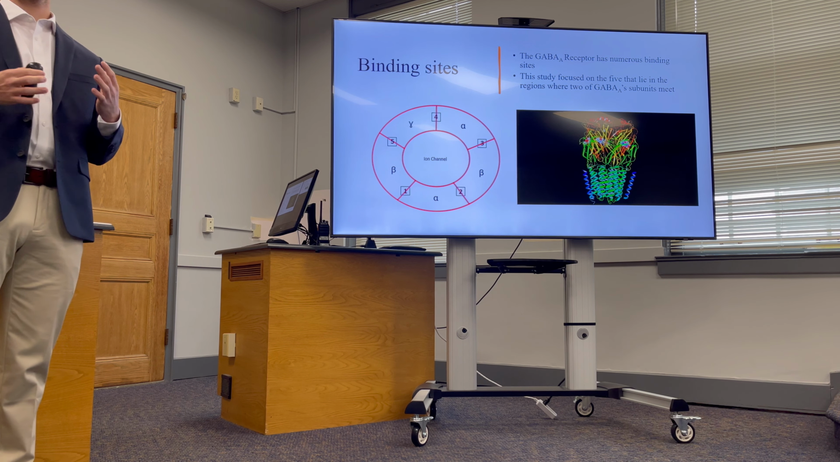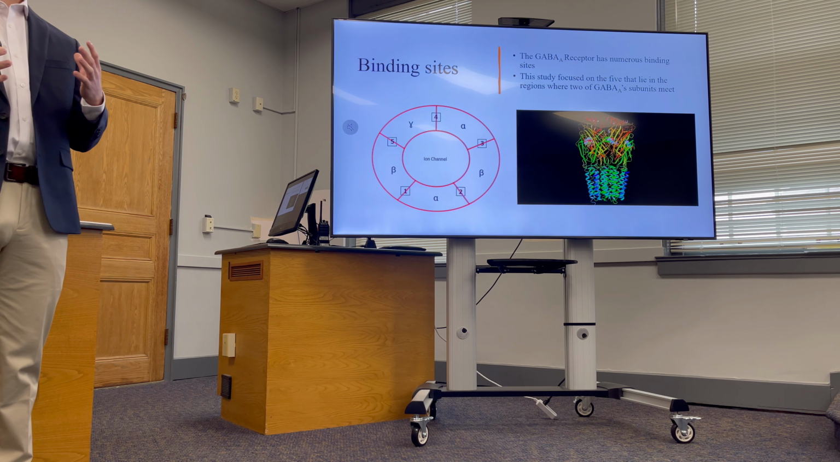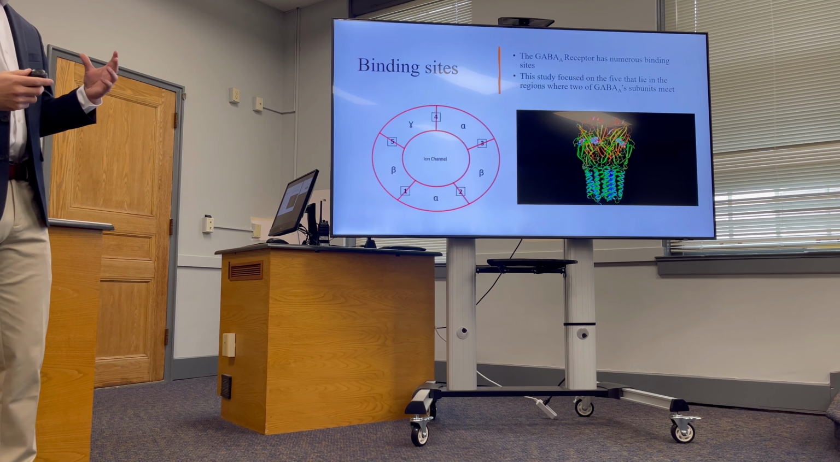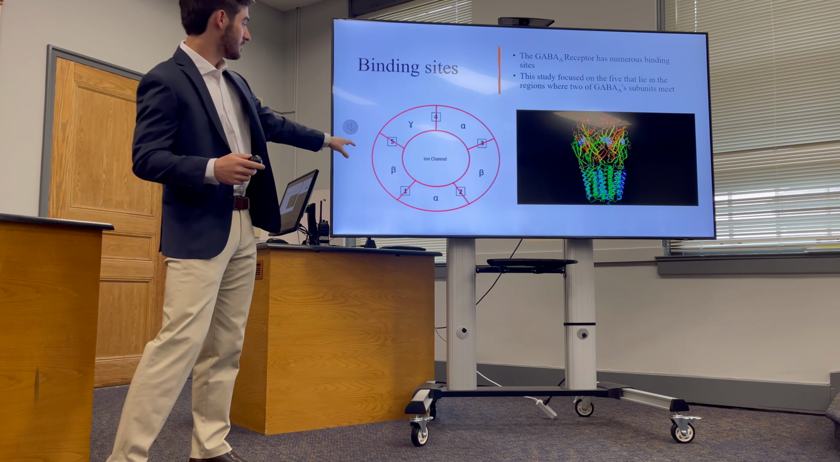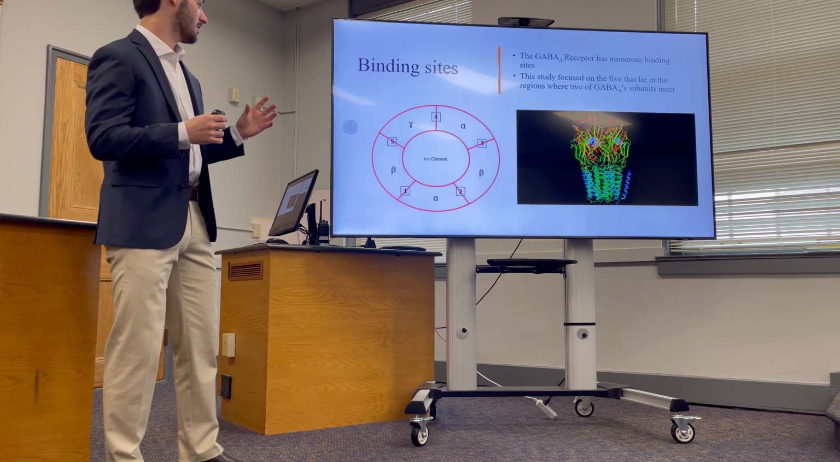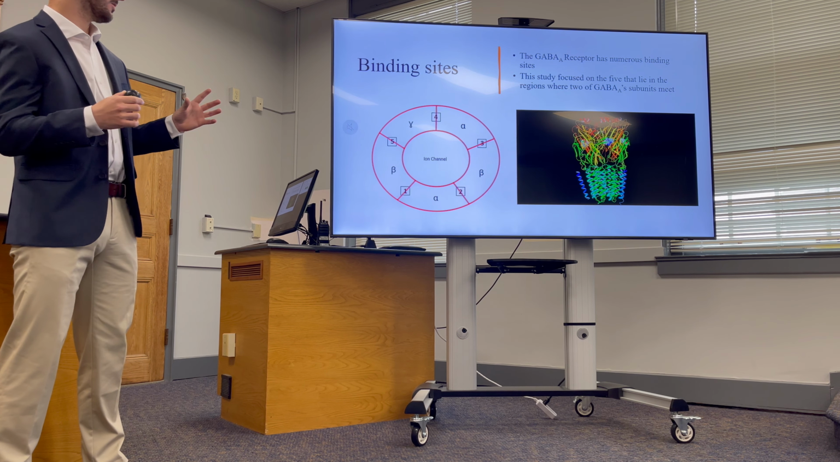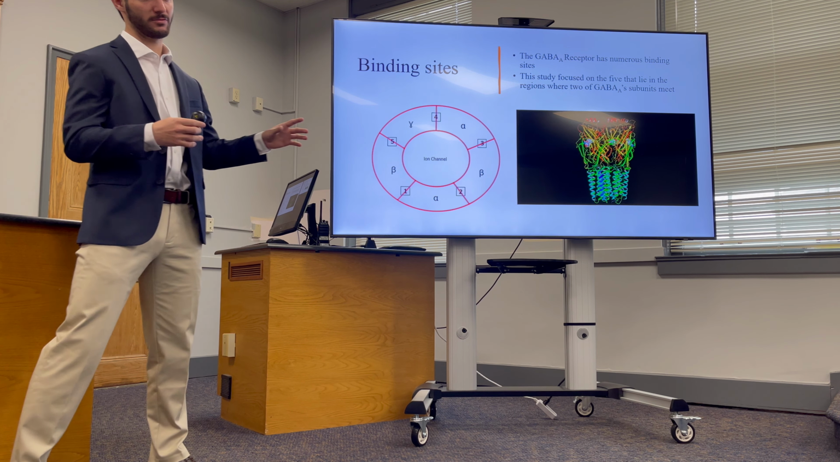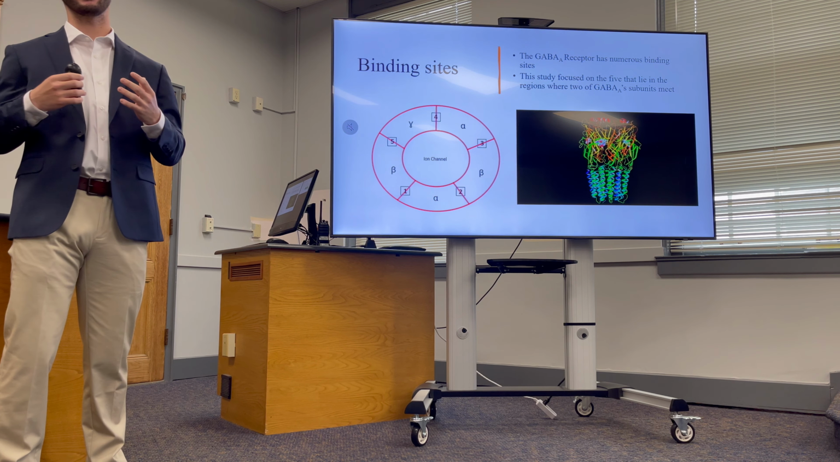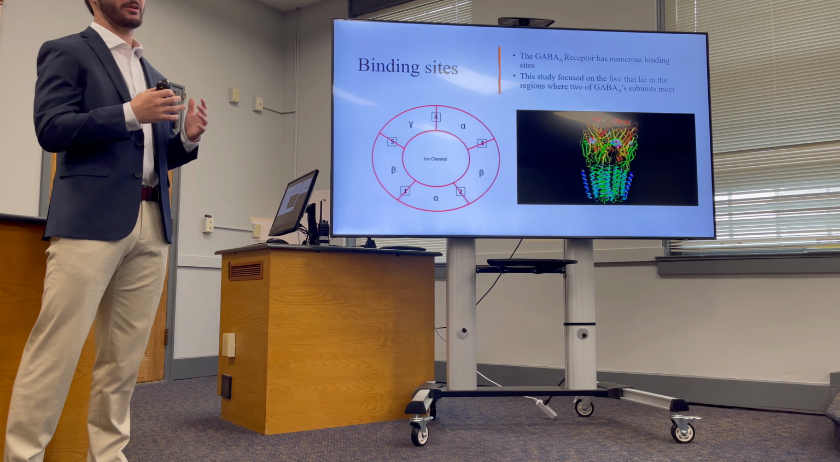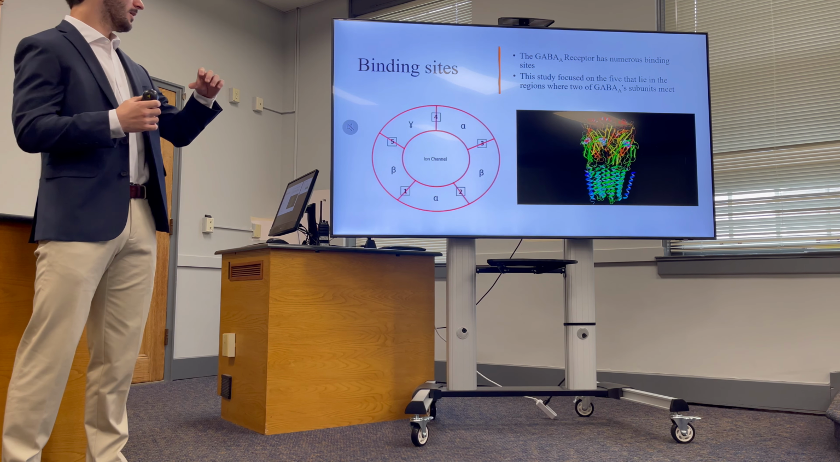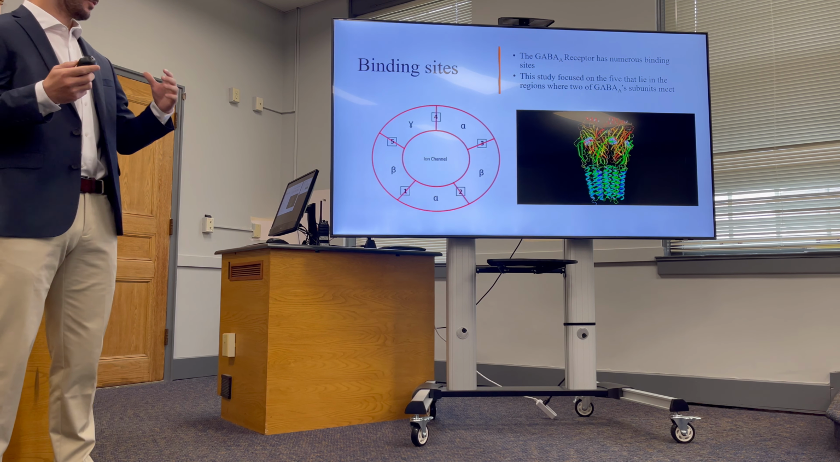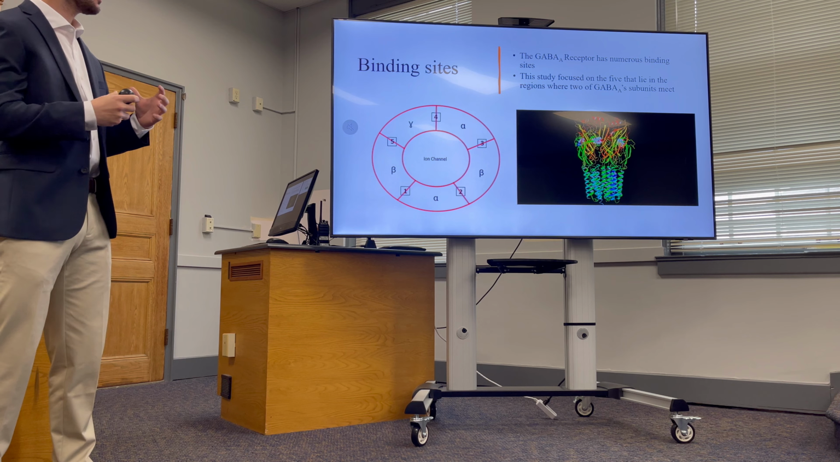So GABAA has 5 main binding sites that we looked at this semester. And they would be between each of these subunits. There are 5 subunits: 2 betas, 2 alphas, and a gamma. Going into this, we predicted that sites 1 and 3 would have some similar results for which ligands would bind to them, because they have a similar beta-alpha configuration for the 2 subunits that meet at that section.